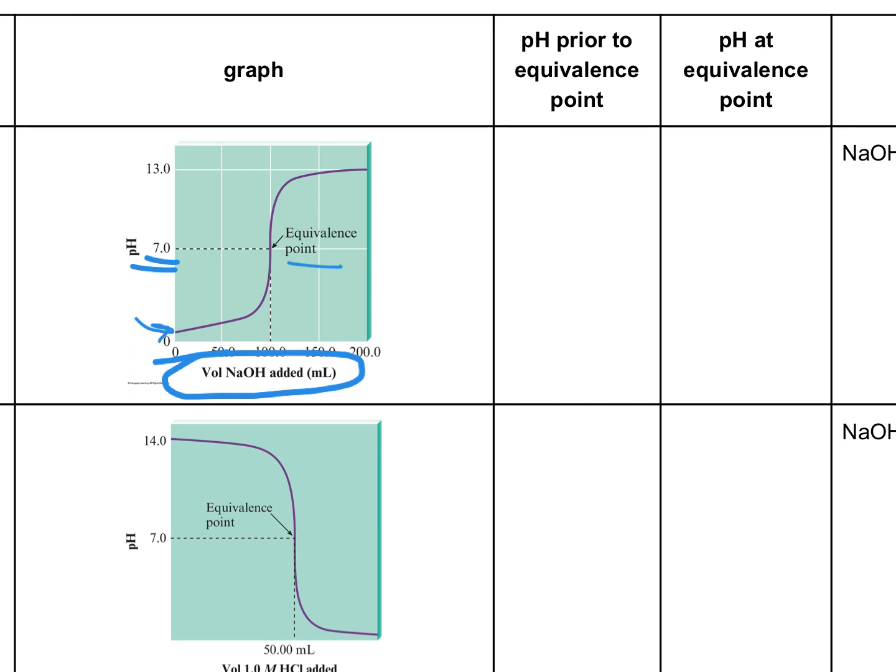So anytime we add a strong base to a strong acid for titration, the equivalence point is going to occur at a pH of 7. Prior to the equivalence point, of course, we have the acid to start with, and we should see a pH that is less than 7.